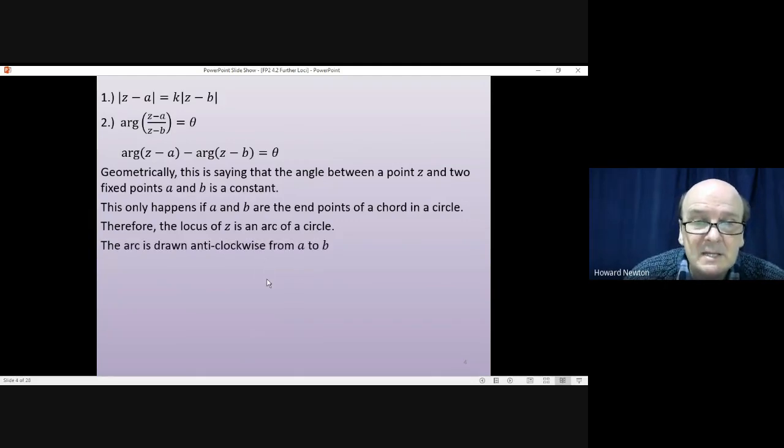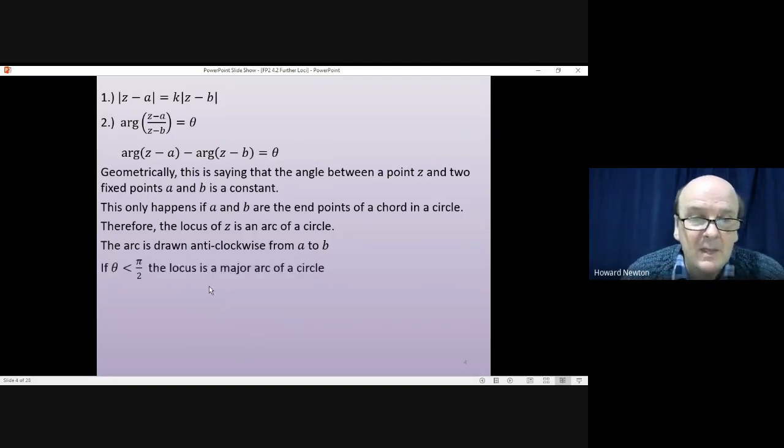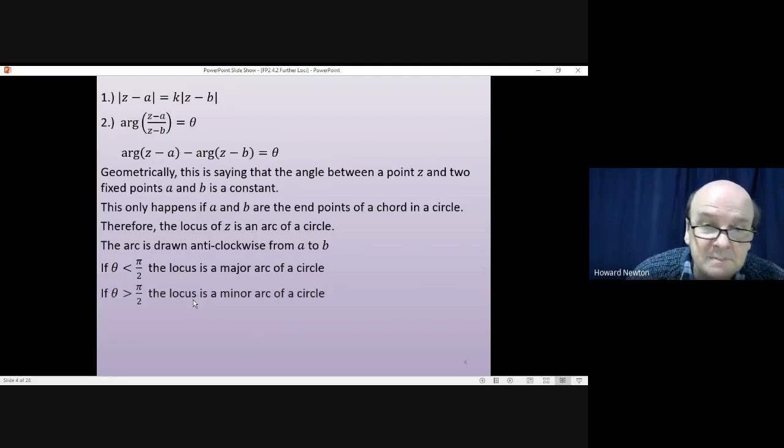And it begins at A, goes round to B, so it begins at the first point, goes to the second point, anti-clockwise. The size of theta matters. If theta is less than pi by 2, then the locus is a major arc of a circle. If theta is bigger than pi by 2, then the locus will be a minor arc of a circle, less than half of the circle. If it's exactly pi by 2, then the locus will be a semicircle.